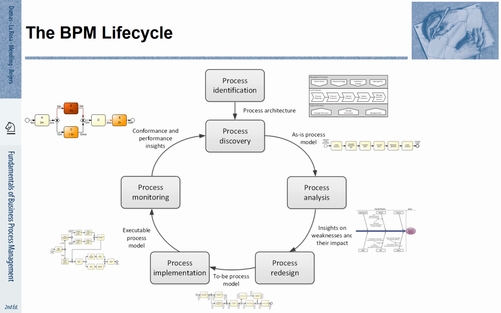Implementation here means that first, we provide the information systems infrastructure for running the process. Second, we educate the people working in the process how the process is supposed to operate. When individual cases are then executed according to the process, they can be monitored. Monitoring provides us insights into the conformance and performance of the process. If conformance and performance are not according to what we desire, we can continue again with another circle of process discovery, analysis, redesign, and implementation.